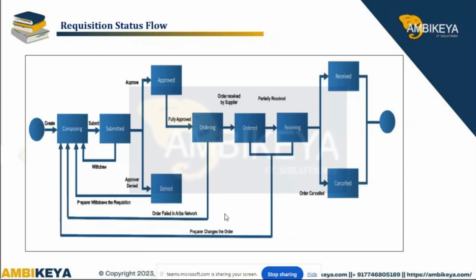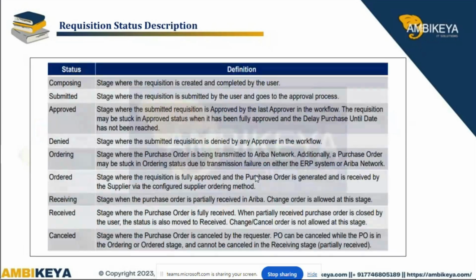No. Okay, clear, right? These are again the different statuses of purchase requisition. Composing is the state where the requisition is created and completed by the user. It is a composing status. Once he submits, it will become submitted, and approved you already know. And denied, the approver can deny. If any of the approvers is denying the purchase requisition, the status will become denied and it will be routed back to the preparer or requester with a composing status.